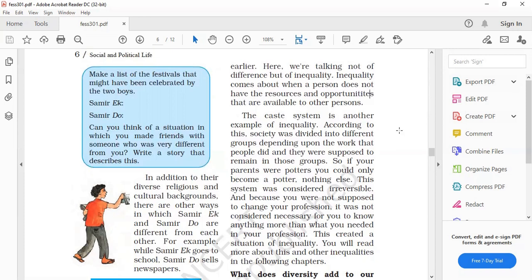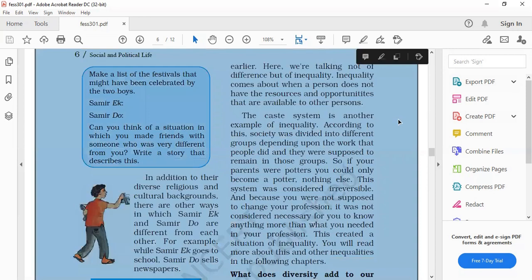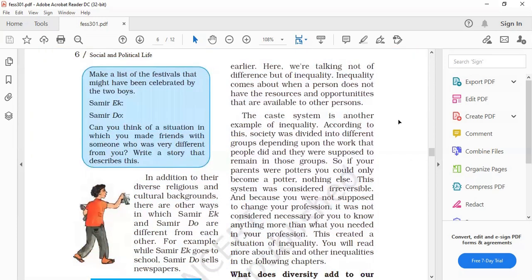Later in the second or third chapter you are going to learn about the caste system and all, but here, according to the first chapter, if you get the question what is the caste system, you will answer that society was divided into different groups depending upon the work that people did, and they were supposed to remain in these groups. These groups are the caste system.